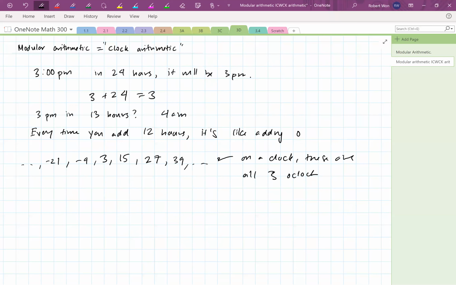So why are these all the same? These are all the same because they all differ by multiples of 12, right? So these two differ by 12, these two differ by 12, these two differ by 12, which means that these two differ by 36, which is a multiple of 12. So to say that these are all the same time on a clock is exactly to say that 12 divides 39 minus 3. It's a multiple of 12. So what I'm saying is that when you're looking at a clock, you're doing modular arithmetic modulo 12.